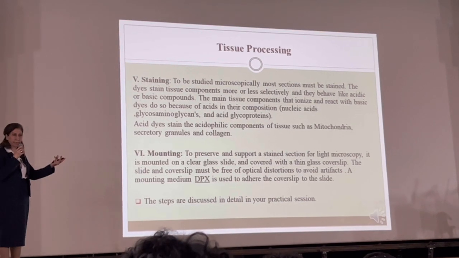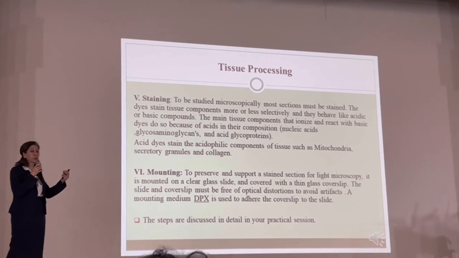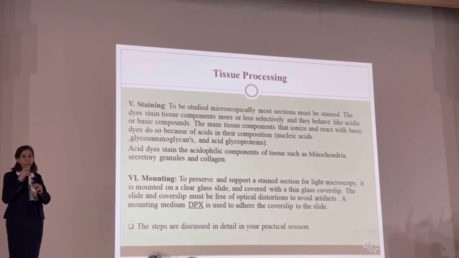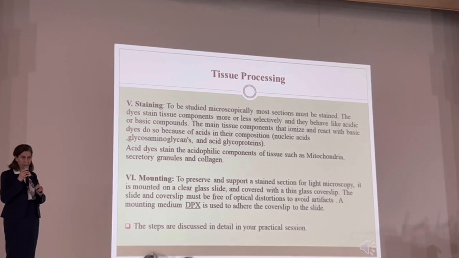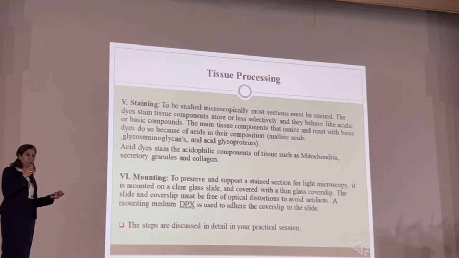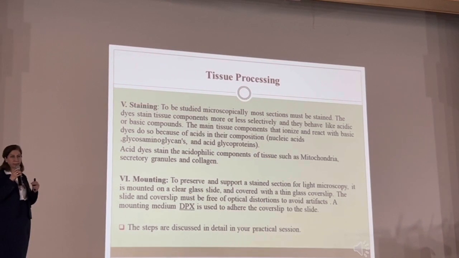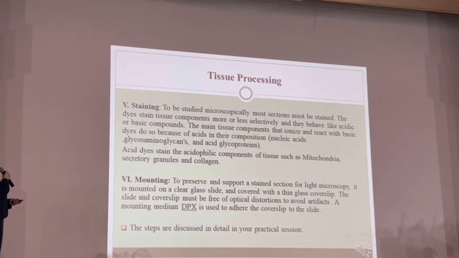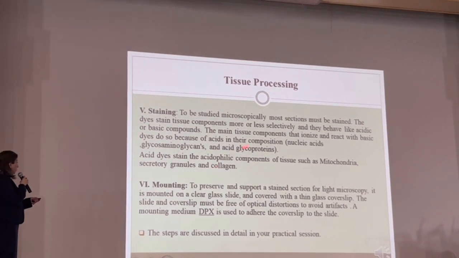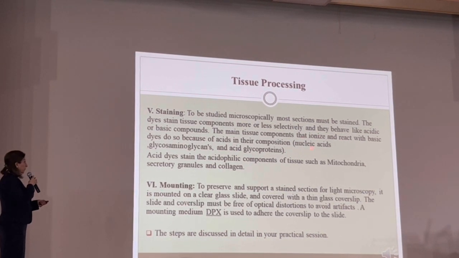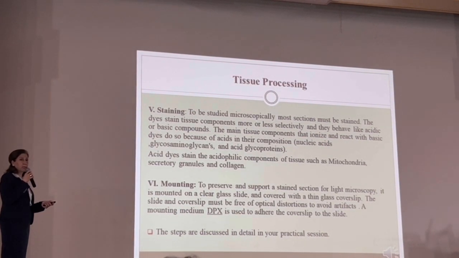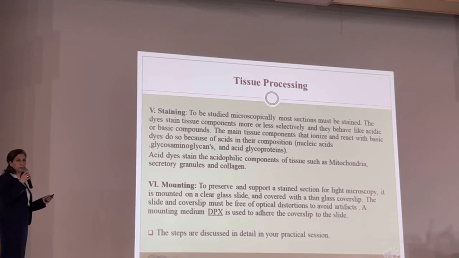Why does it have affinity to the acidic dye? Because basically it has a basic component or basic composition in it, while the basophilic part has acidic content. So each type or each part of the cell will have a certain color because it has a certain affinity to a certain type of dye.